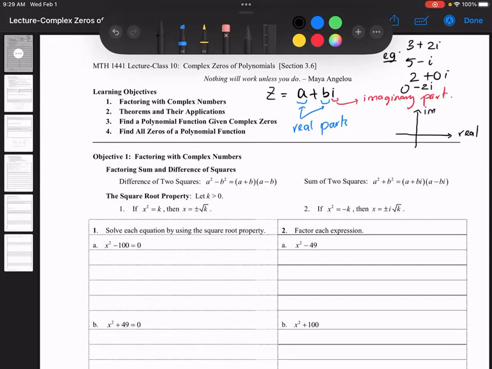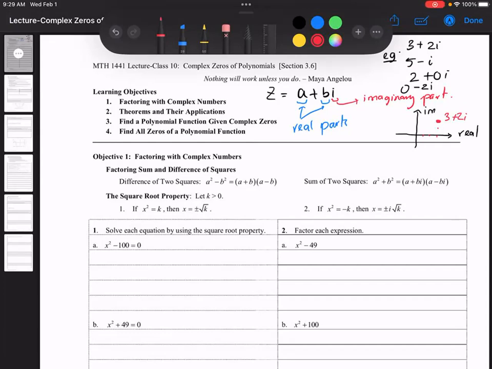is the imaginary axis. So for example, if I want to plot 3 plus 2i, 3 will be on the horizontal axis. 1, 2, 3, and then go up 1, 2. So that's 3 plus 2i right there. That's kind of similar to the x, y axis. We only talk about the two-dimensional plane here. All right, so that's the introduction of complex numbers.